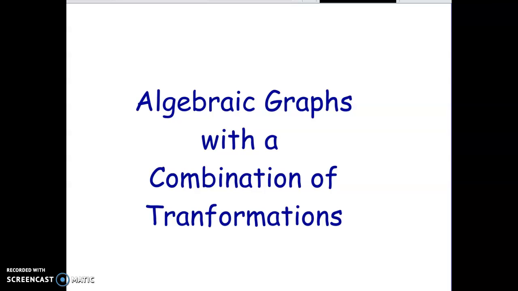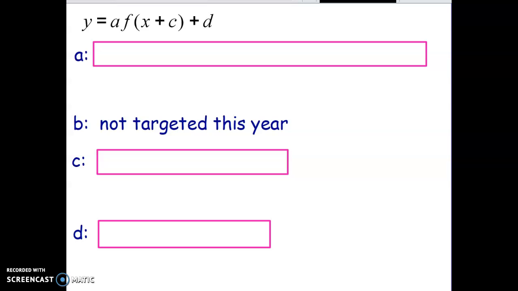In this video, we are going to look at combinations of transformations. So these are the transformations we've already done, just put together in groups instead of one at a time. So I thought it would be helpful for us to look at an equation like this, and our y equals f of x, that's going to be our parent graph.